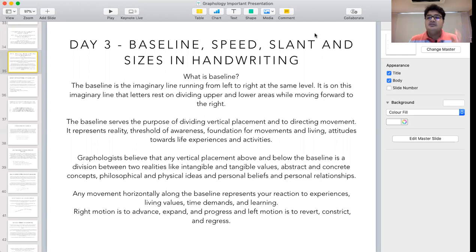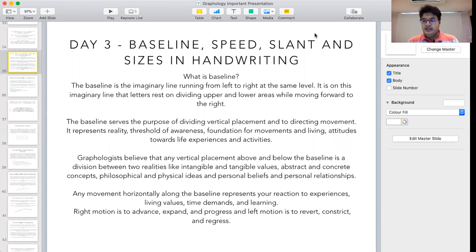It represents your reality right now, your threshold of awareness, basically how aware you are as an individual, the foundation for movements and living attitudes towards your life experiences and activities. Basically talking about your mindset, your thought process, your emotions, how you feel about different things in your life.